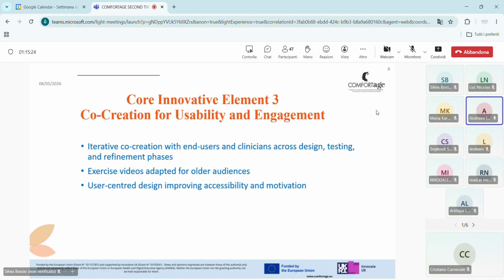A third core innovation is how the intervention was built. Like I said, end users and clinicians were involved across the design, across testing and refinement. They were not just consulted once. The videos were created with physiotherapists, and they were specifically designed for frail older or pre-frail older adults, to ensure that the people that need them can actually engage with them. Next slide, please.